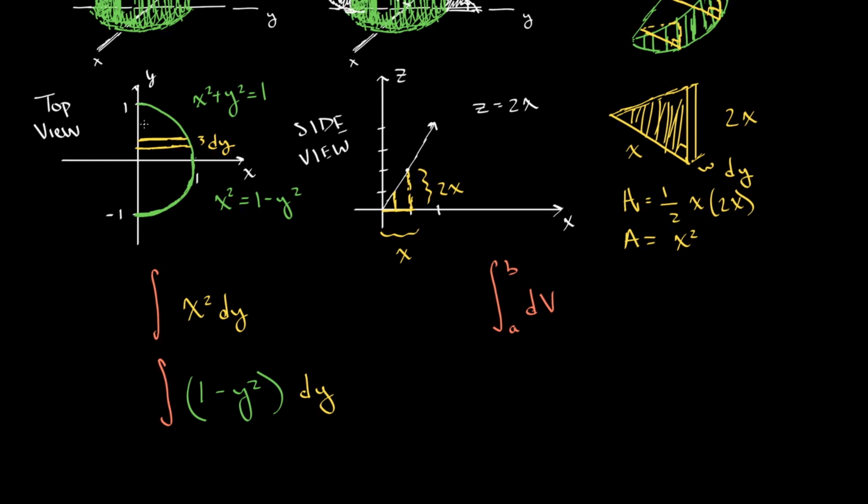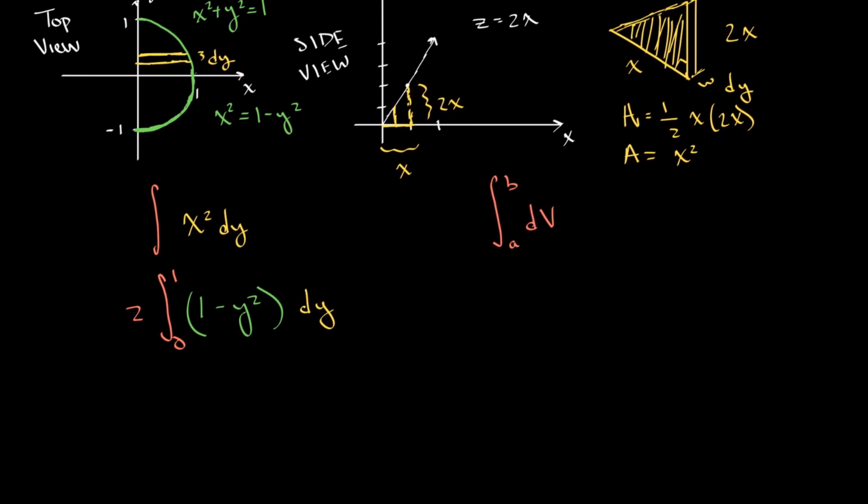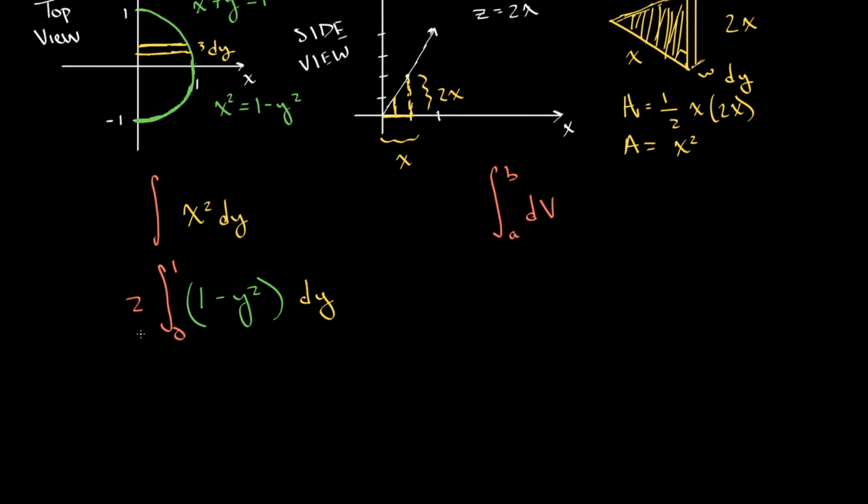But one thing to notice is, could we use symmetry? Symmetry always helps us in evaluating these definite integrals, so let's try to use it. We could go from -1 to 1, or we could go 2 times this integral, where we use some symmetry, and we go from 0 to 1. This will help simplify our evaluation of this definite integral a little bit. So now all we need to do is evaluate this.